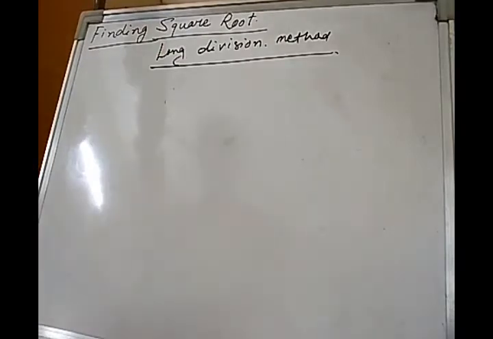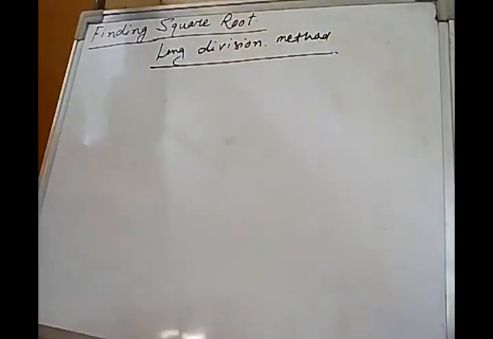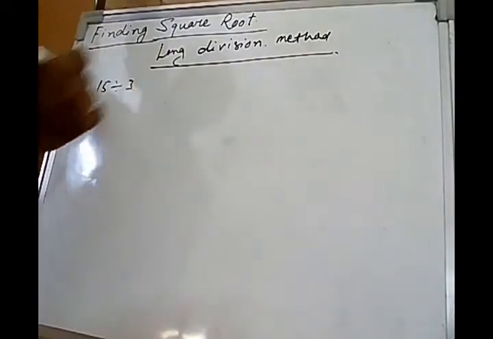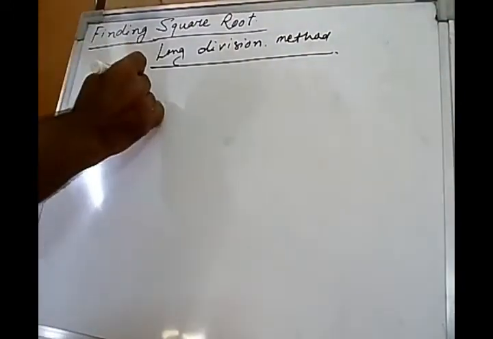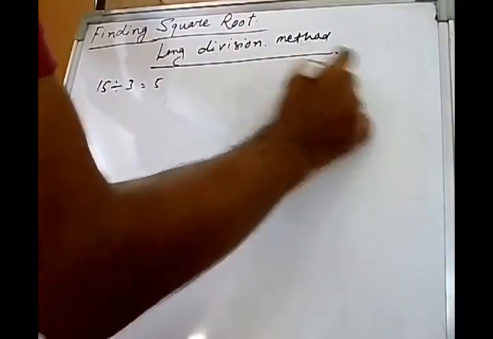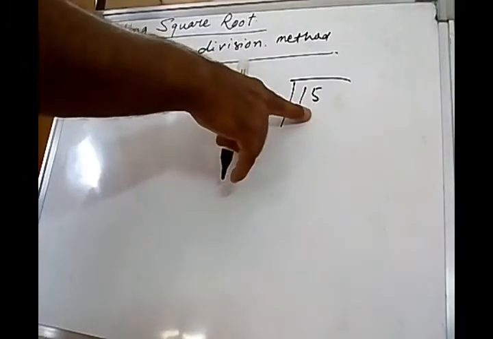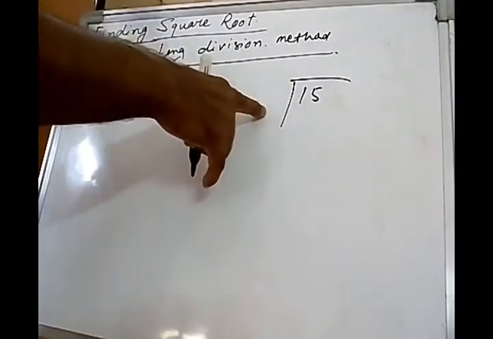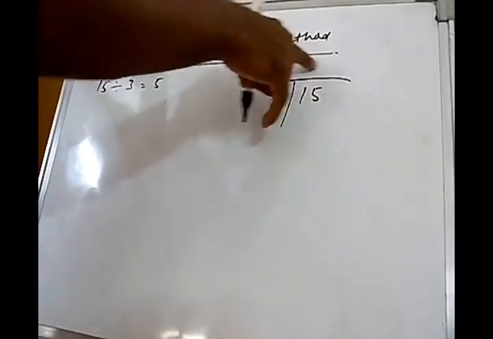Now we will find the square root by using the long division method. You know the long division method of normal numbers, how we are doing it? Suppose I am dividing 15 by 3, then my answer is what? 5. So when we go for the long division method, we keep it like this. This one is the dividend, this one is the divisor place. The number by which you are dividing is the divisor, and this is the answer we are getting.